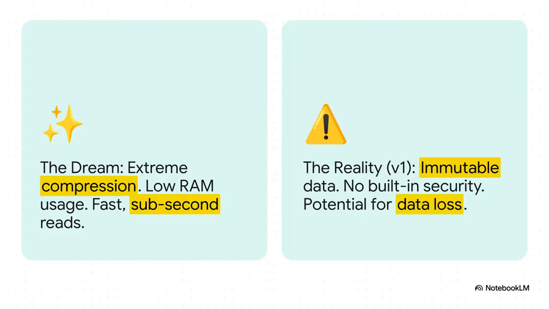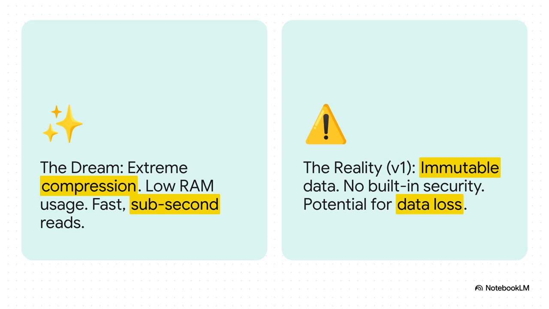Extreme compression, tiny RAM usage, super fast reads. That's the dream. But here comes the reality of version 1. And it's got some serious issues. First, the data's immutable. That means you can't change it at all. Second, there's zero built-in security. Your data is just out there.